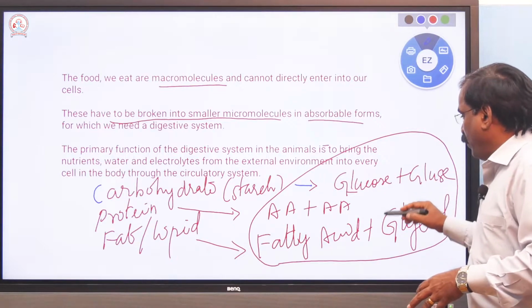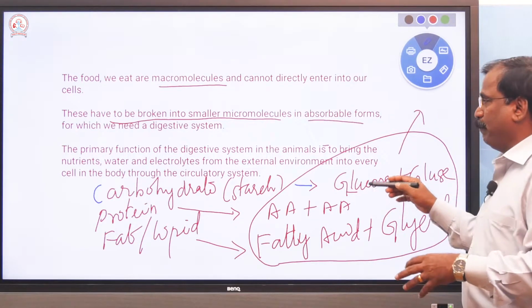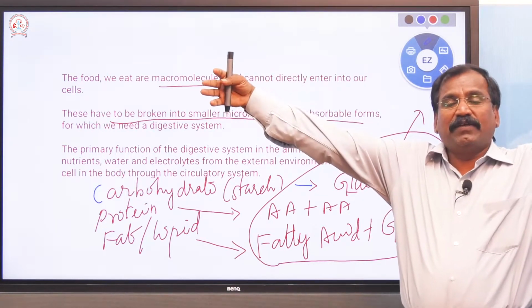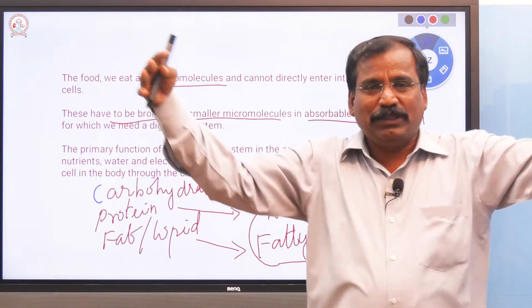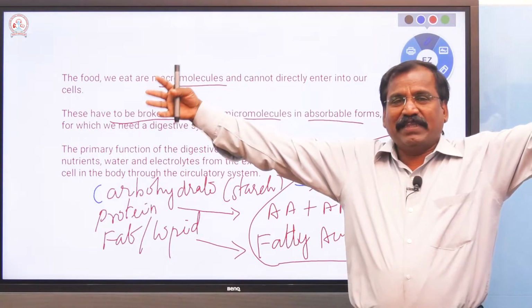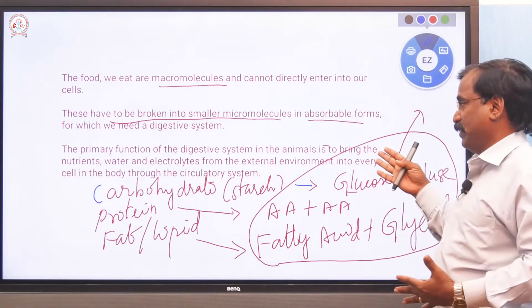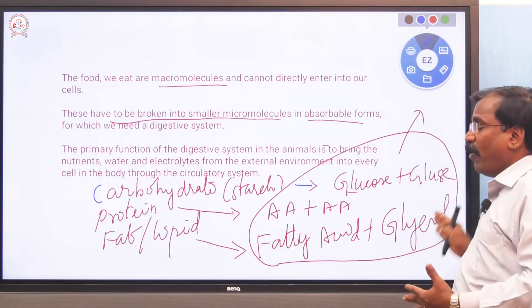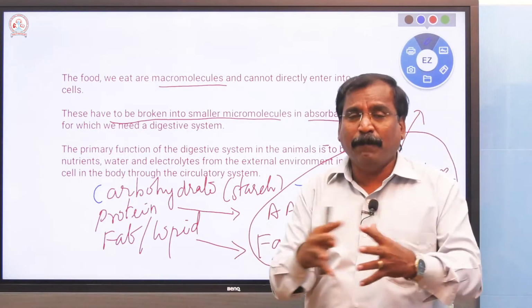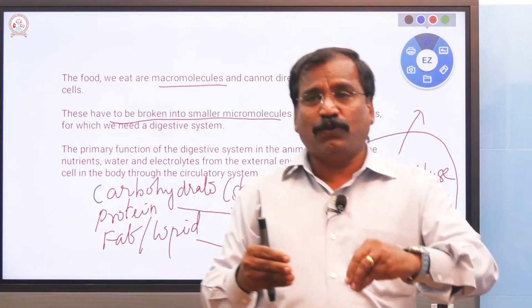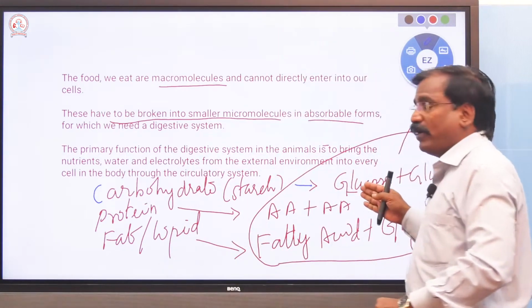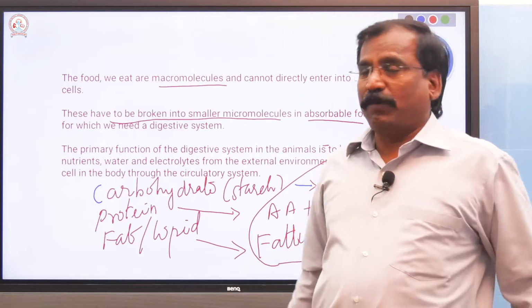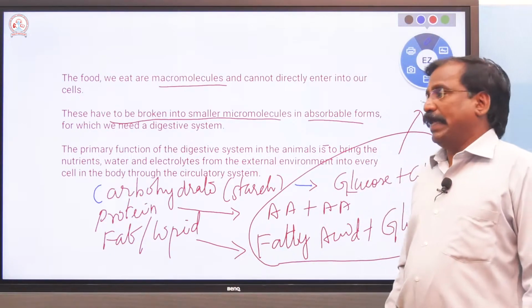Okay, only then it absorbs and mixes in the bloodstream. That blood is transported to every nook and corner of the body, to all the tissues, where the oxidation takes place and energy is produced. The food we consume should be converted according to the internal environment. Okay, that is the function of the digestive system.